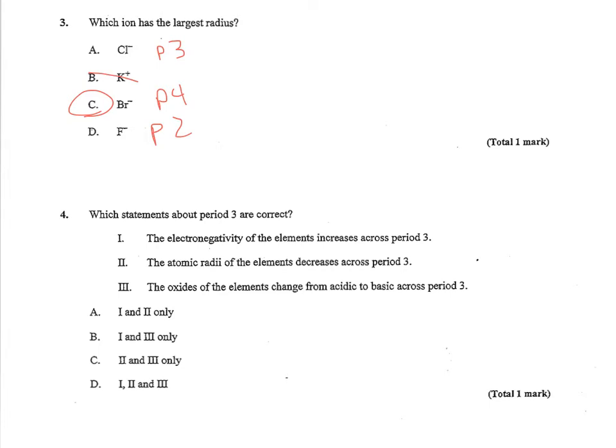Number 4 wants to know which statements about period 3 are correct. The electronegativity of the elements increases across period 3. That's true because elements get smaller as you move across a period, which means they're more electronegative. Number 2, the atomic radii of the elements decrease across period 3. That's also true. That's why they become more electronegative. And the oxides of the elements change from acidic to basic, and that's just backwards. Metals are going to tend to pick up the OH, or the hydroxide, whereas the nonmetals will pick up the H+. So they've got that just reversed, meaning that A, 1 and 2 only, are correct.